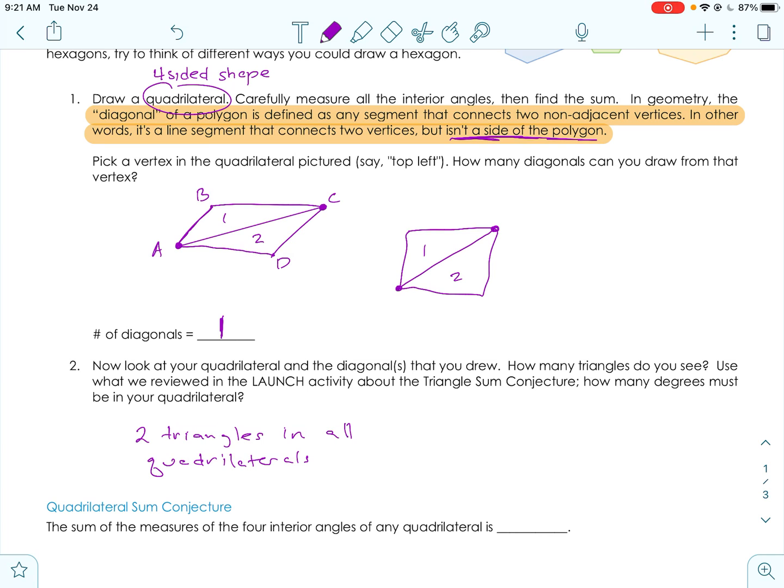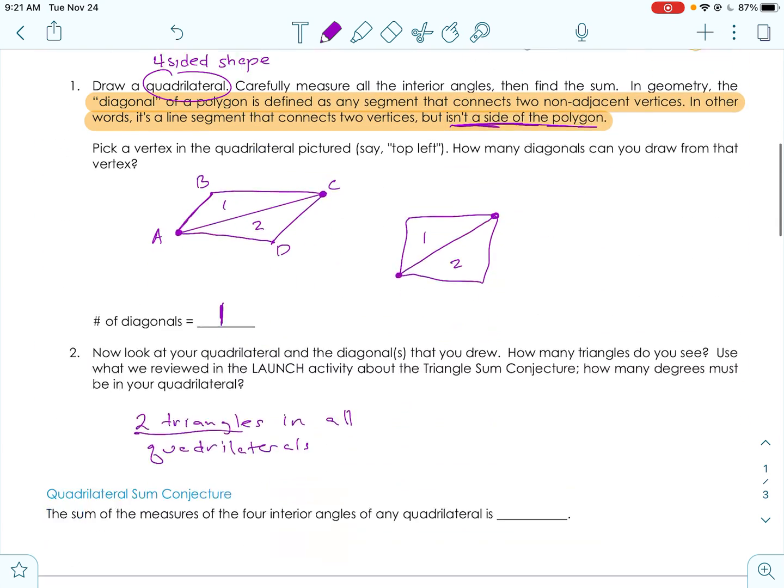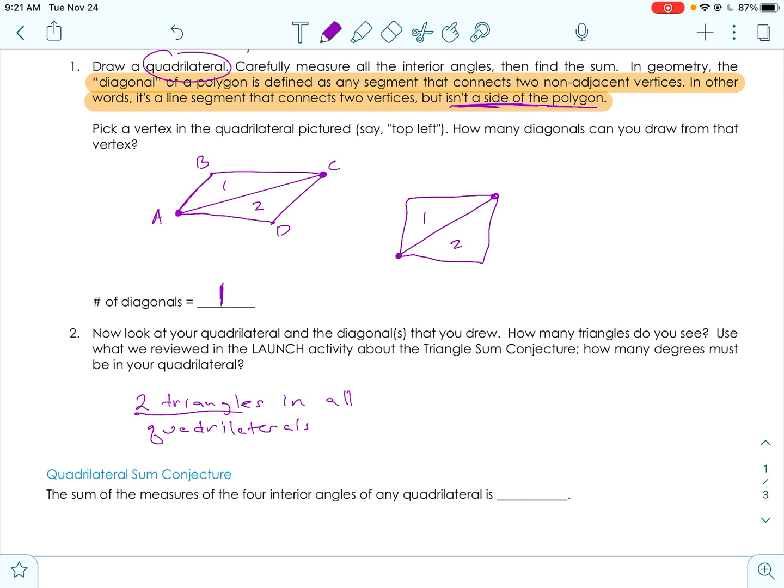Okay, so you draw in your diagonal, you're always going to only have one diagonal, and it's always going to create 2 triangles. Now think about what we know about our triangle sum conjecture. We know that the sum of any triangle is 180 degrees. So the question is, how many degrees must be in your quadrilateral? Well, if we have 2 triangles, and each triangle has 180 degrees inside of it, 2 times 180 is 360 degrees. And again, regardless of what quadrilateral you drew, you're going to have two triangles in it, and the sum of their angles is going to be 360 degrees.